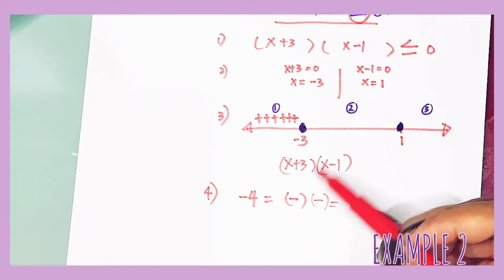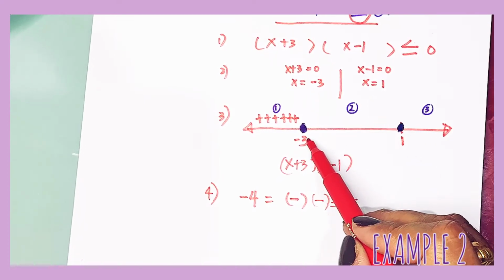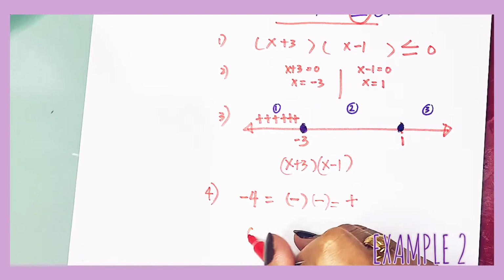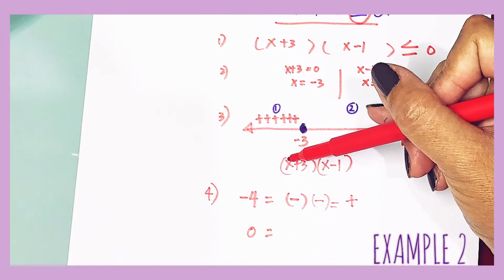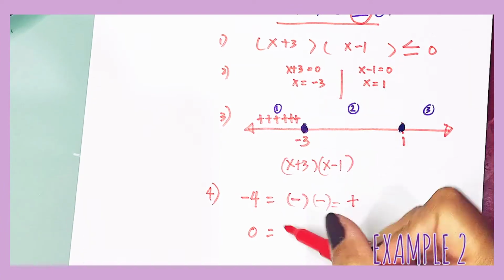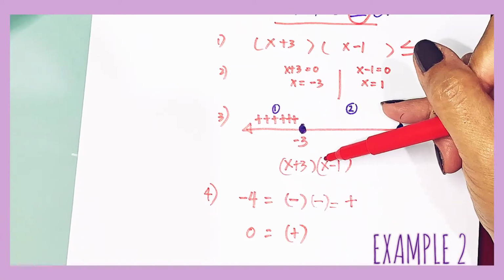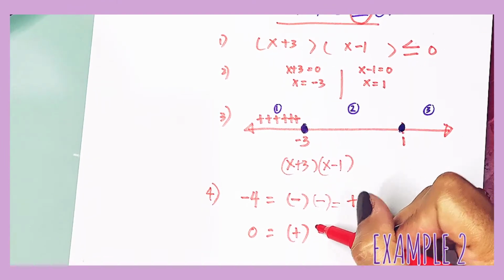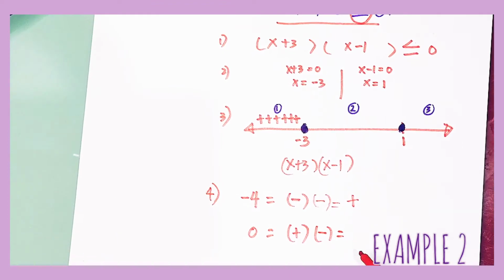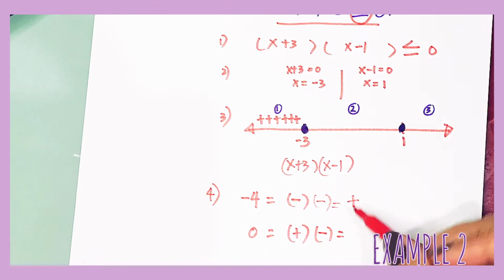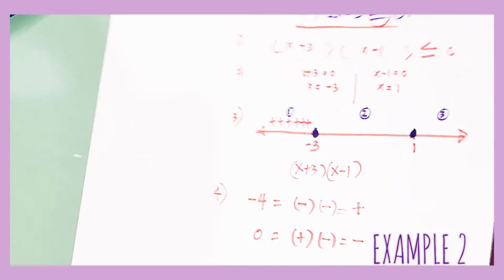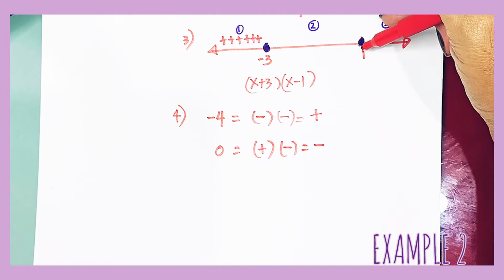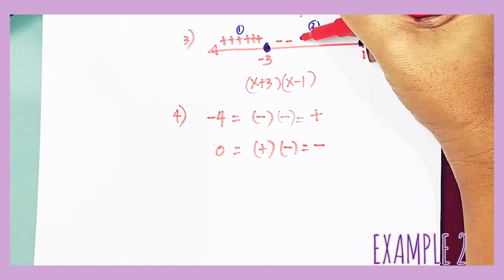Next, let's choose a number between negative 3 and 1. The safest number to use is 0 so it is easier to solve. If x is 0, 0 plus 3 is positive 3. And 0 minus 1 is negative 1, which is a negative number. And positive times negative is negative. So, in other words, the numbers in between negative 3 and 1 are negative numbers.